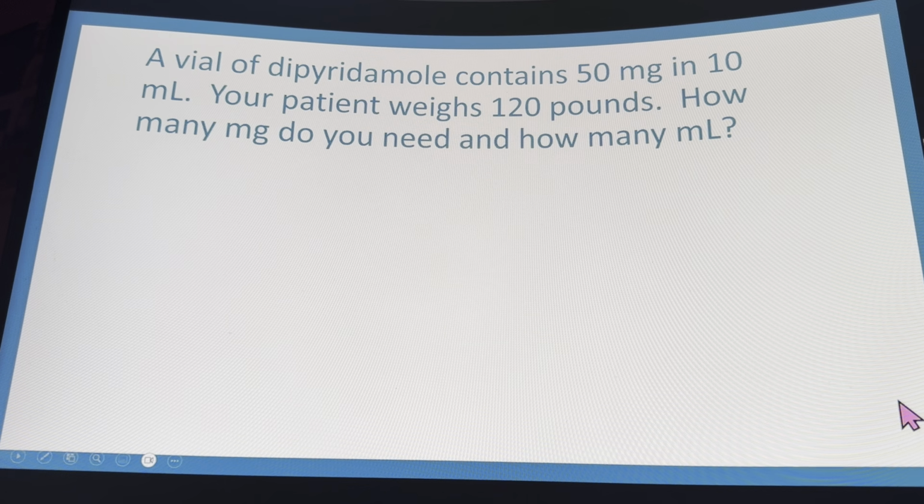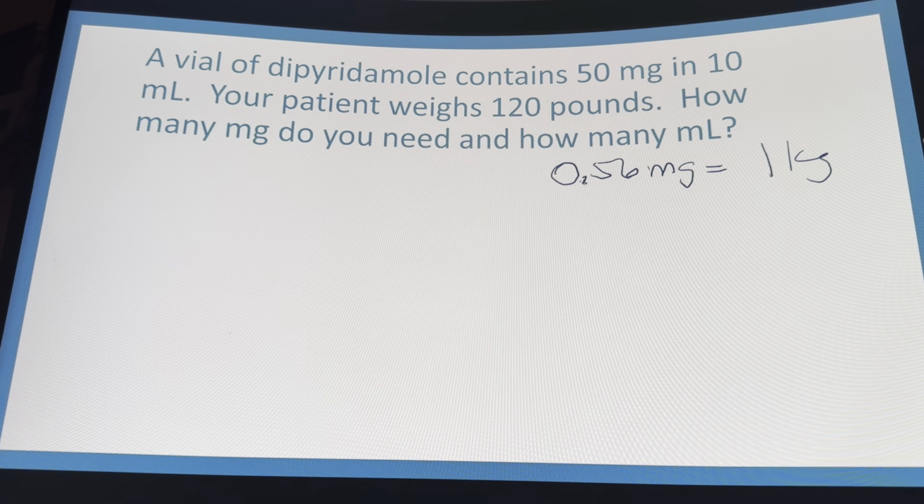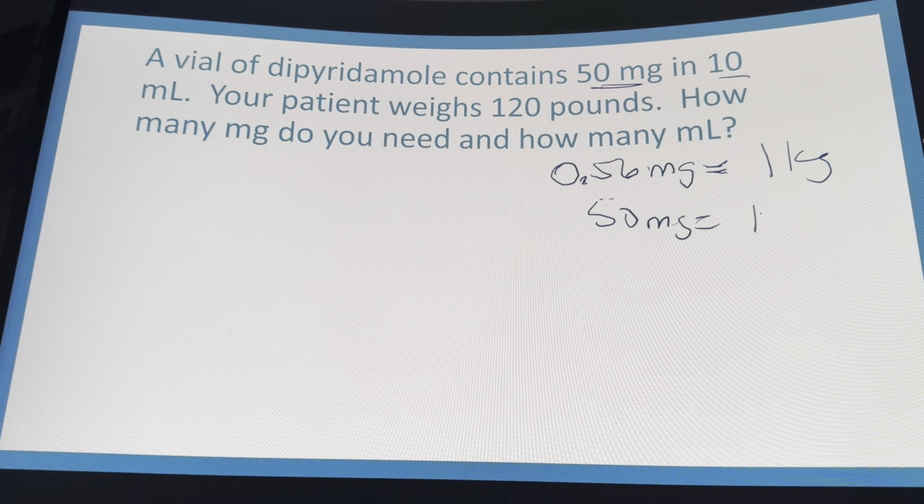Dipyridamole. Everybody knows the dose of dipyridamole, right? Everybody knows 0.56 milligrams equals 1 kilogram. Milligrams per kilogram. Per just means you put an equal there. So, I have a vial of dipyridamole. It has 50 milligrams in 10 ml. Oh, that's another conversion. 50 milligrams equals 10 ml.